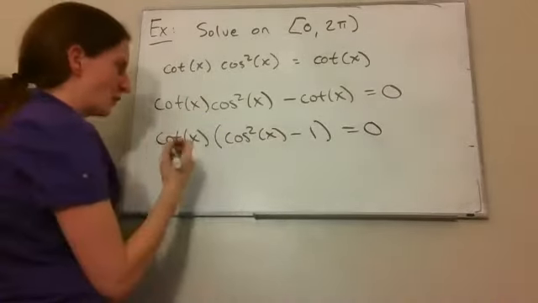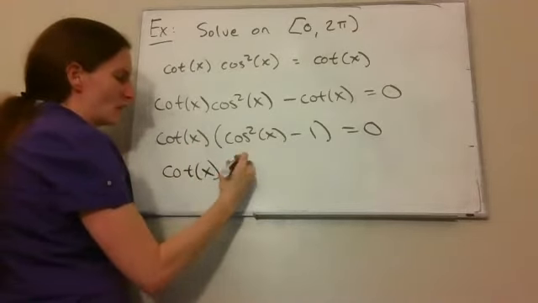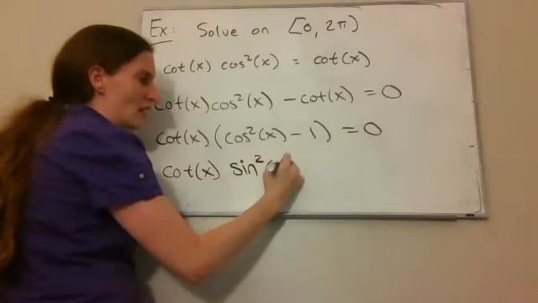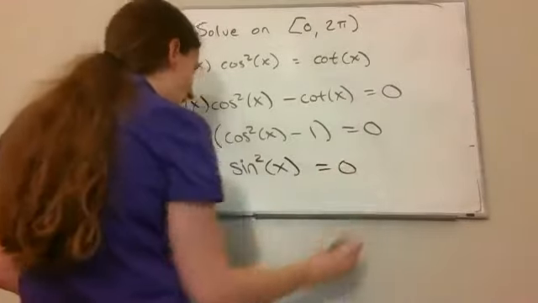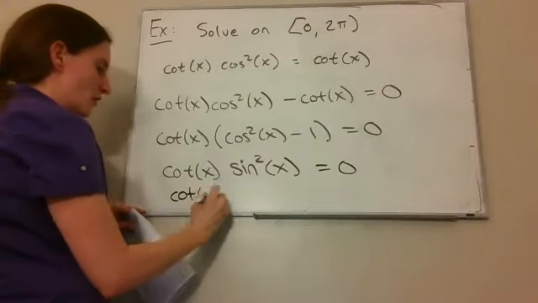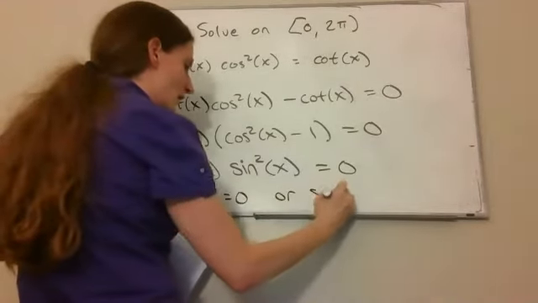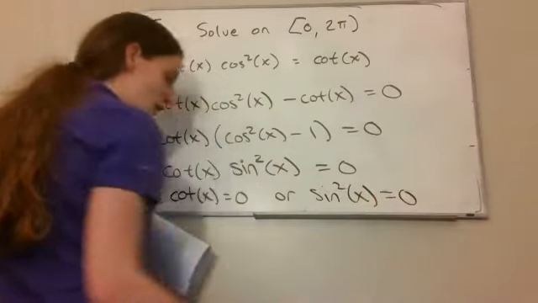And cosine squared x minus 1, I don't have to do this, but I just want to use one of my trig identities just to show you that they can come in handy. Cosine squared x minus 1 is the same thing as negative sine squared of x. So now I know that either cotangent x is equal to 0 or sine squared x is equal to 0.